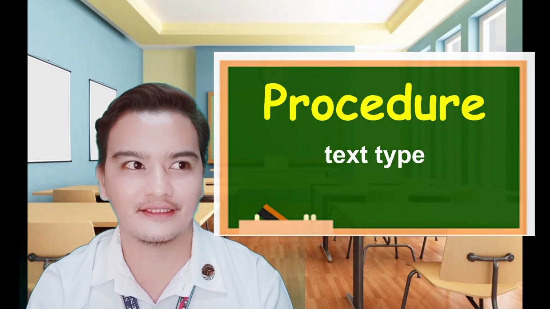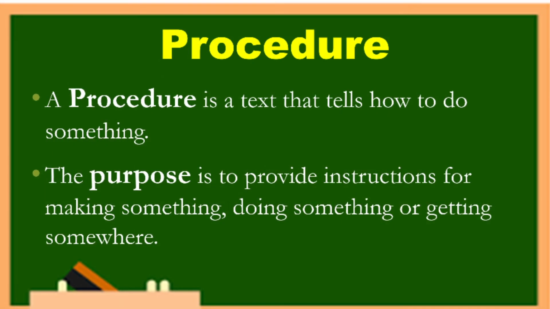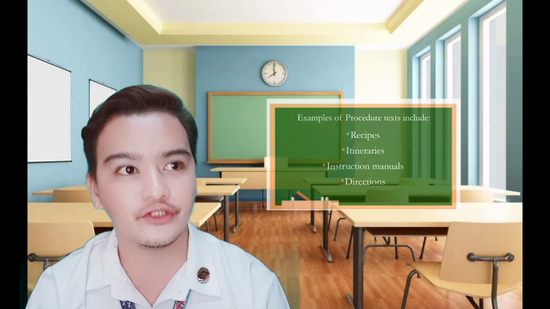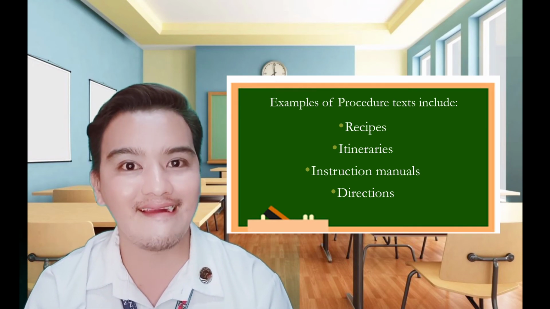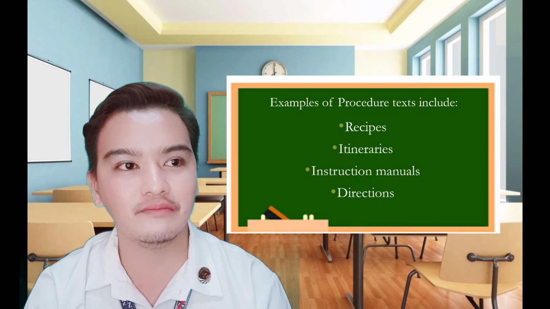Finally, we have procedure text. A procedure is a text that tells how to do something. The purpose is to provide instructions for making something, doing something, or getting somewhere. Examples of procedure texts include recipes, itineraries, instruction manuals, and directions.